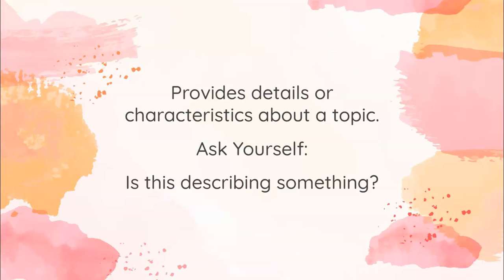The description text structure provides details or characteristics about a topic. So when you're reading, ask yourself, is this describing something? If you are reading a book or a passage, first off, it has to be an informational text, okay? And if you're reading this informational text and you're thinking to yourself, man, this really is describing something, it's telling me all the details, it's describing characteristics about it, that is a descriptive text structure.